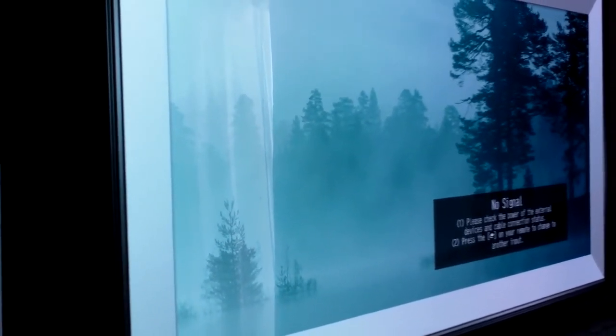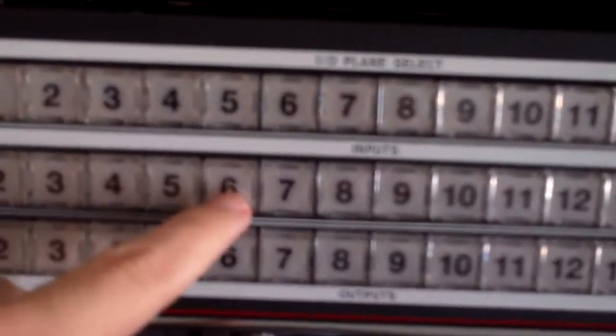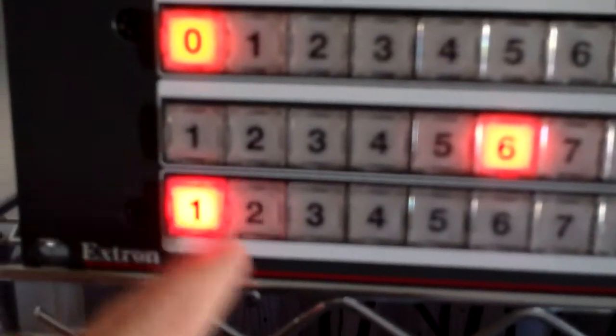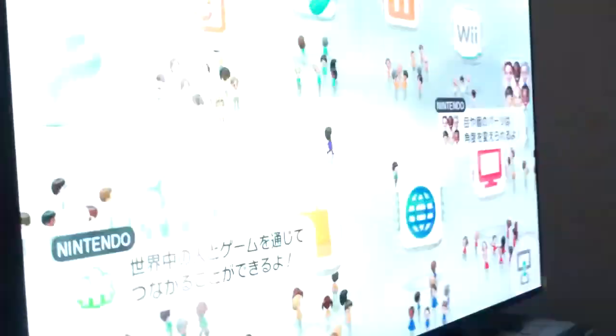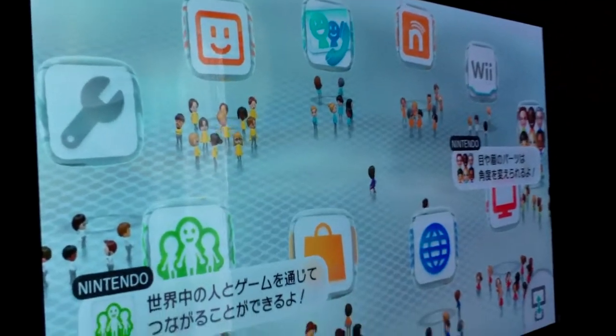What would it be? 1, 2, 3, 4. I think it's number 6. Okay, let's try this again. 6, 1, enter. Okay, yeah, so that was it, number 6.